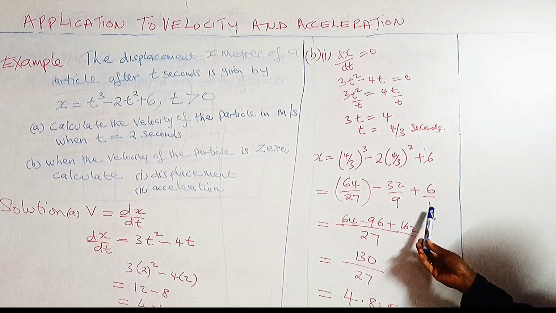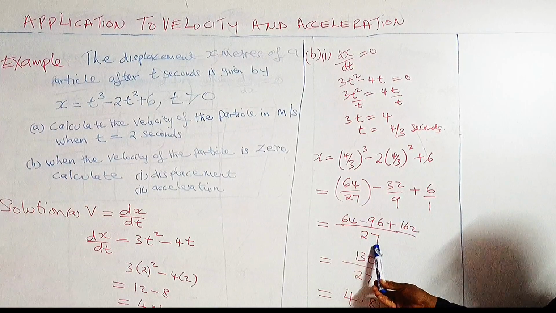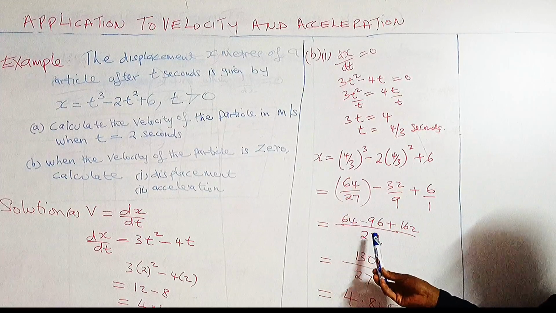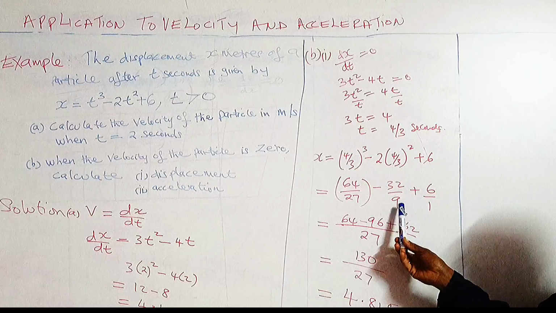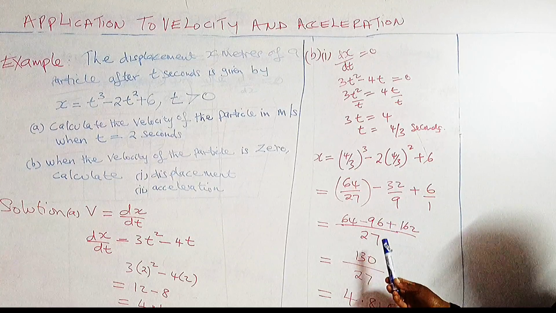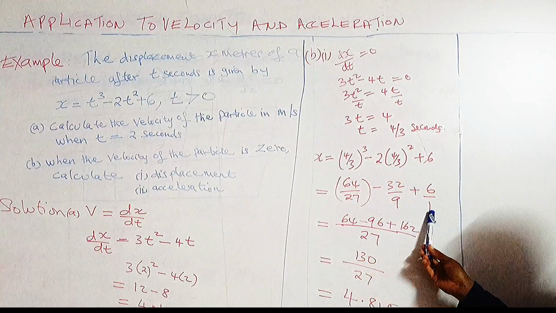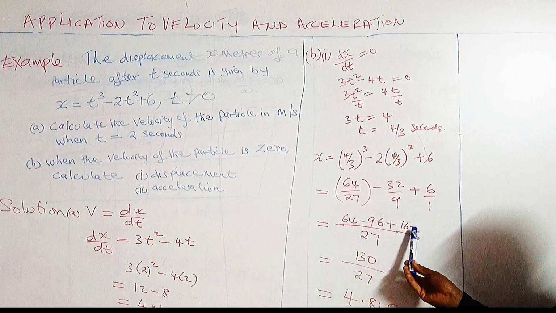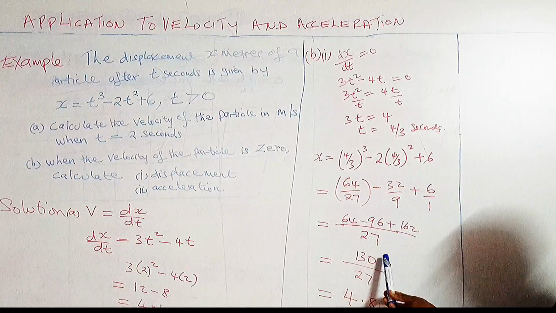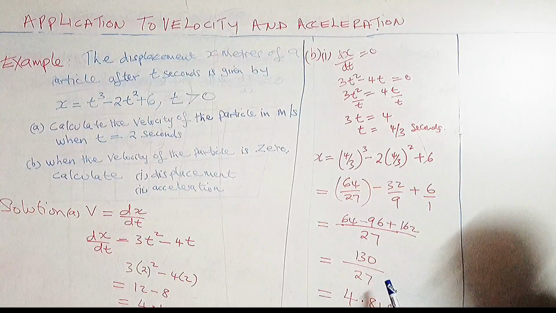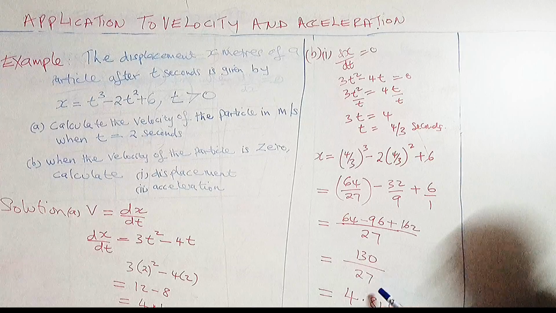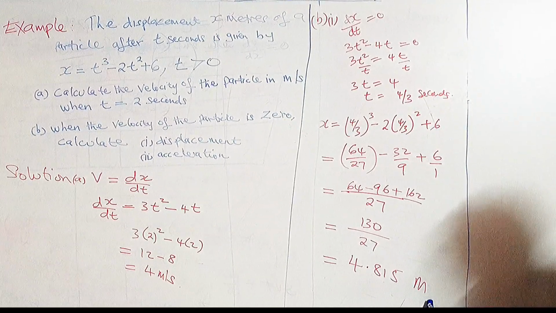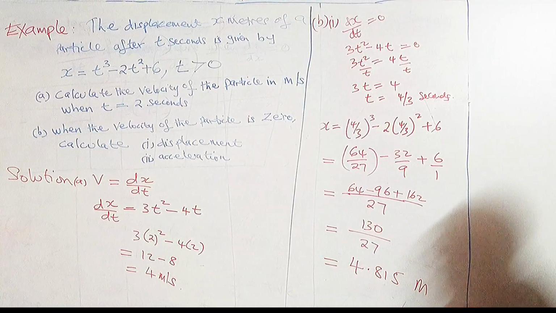The LCM of 1, 9, and 27 is 27. So 27 divided by 27, we have 1 multiplied by 64, we get 64. 27 divided by 9, we get 3. 3 times 32, we get 96. 27 divided by 1, you get 27, multiplied by 6, you get 162. When you add 64 and 162, then you subtract 96, we get 130 over 27. 130 divided by 27 gives us 4.815 meters. That is the displacement when the velocity is 0.